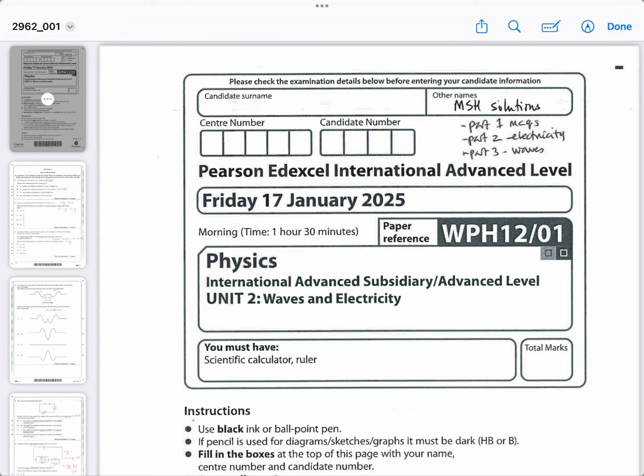So Sophie and Devon, if you're watching, don't watch until you've done the practice paper I made for you. And then you can use this to do your corrections over the weekend. Okay, so let's have a look.